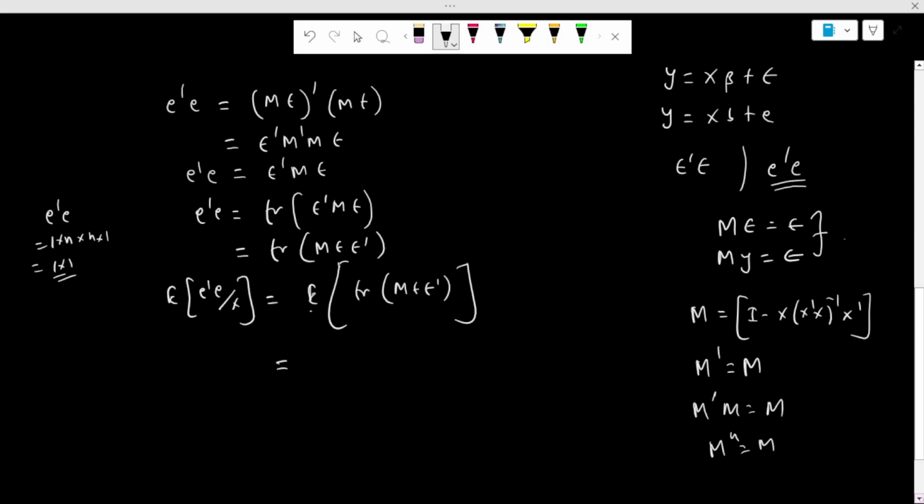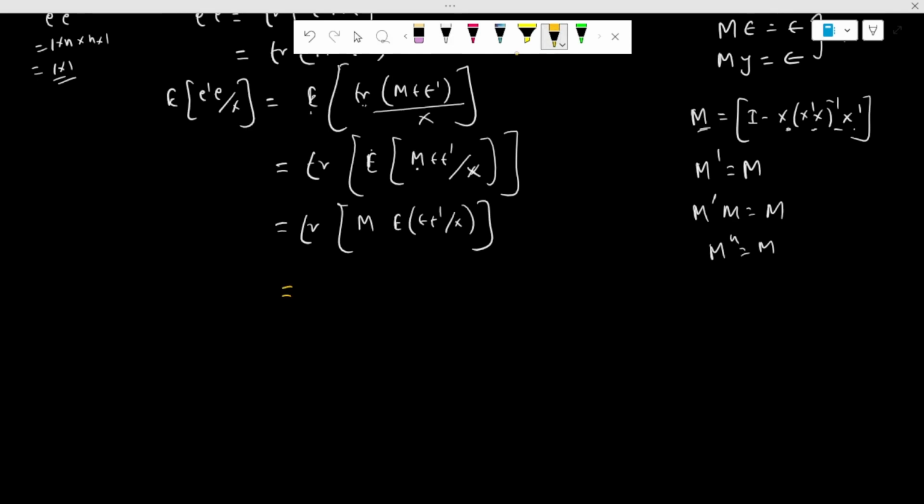And the order of performance for the expectation and trace can be interchanged. So this can be written as the trace of the expectation of this value, ME transpose, conditional on x. Now we know that this residual maker matrix is a function of x, because M is a function of x. Therefore this can be brought outside of the expectation.